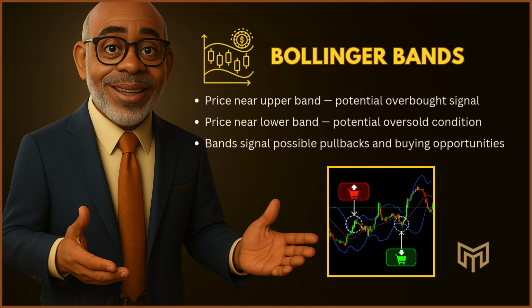When price approaches the upper band, it could be signaling an overbought market, suggesting a potential pullback may be ahead. On the other hand, when price moves toward the lower band, it may indicate an oversold condition, representing a potential buying opportunity. The bands don't give you certainty, they give you context. And in trading, context is everything.